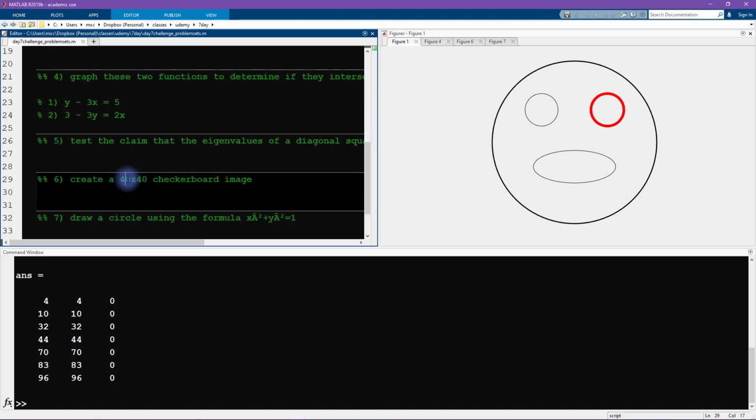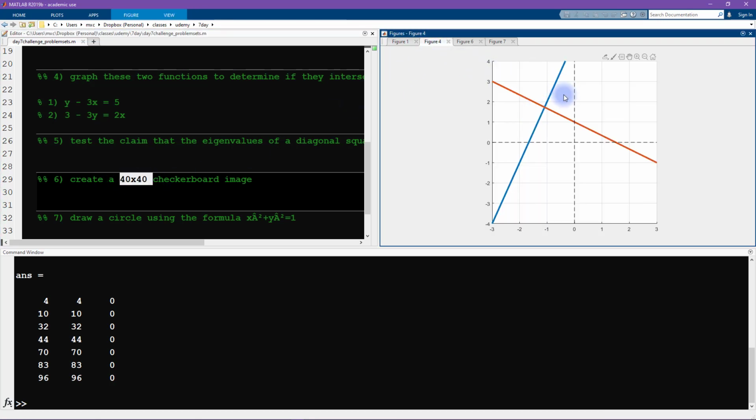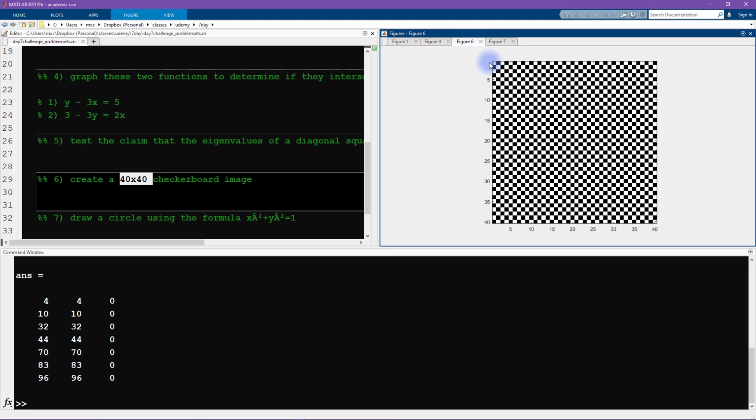Okay, and then number 6, exercise number 6, is to create a 40 by 40 checkerboard image. So let's see. Oh yeah, I forgot to show you this, but this was the graph result of exercise 4. Okay, so then exercise 6 is basically to create this checkerboard image.